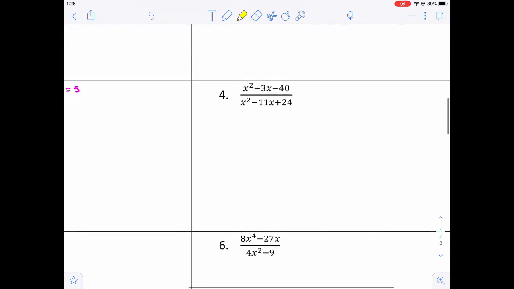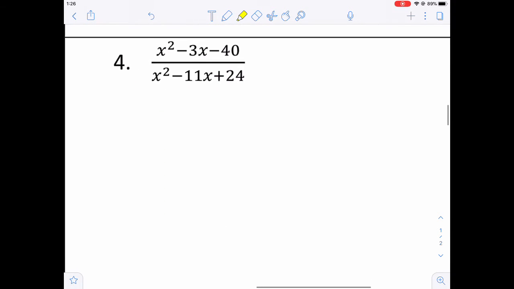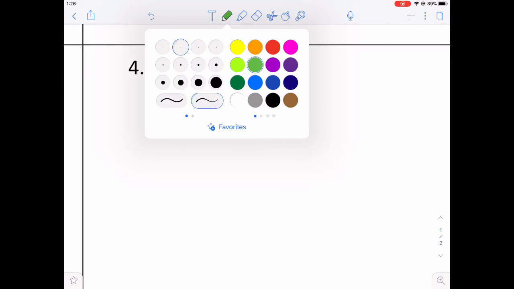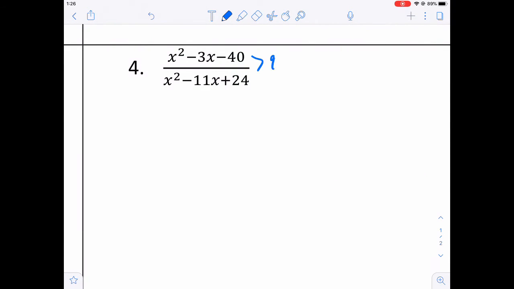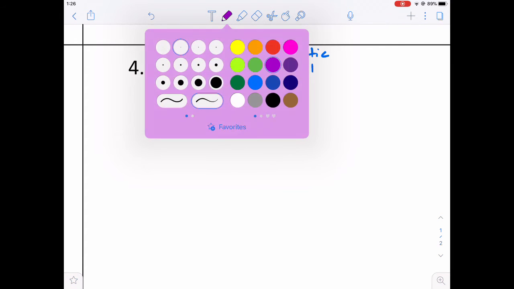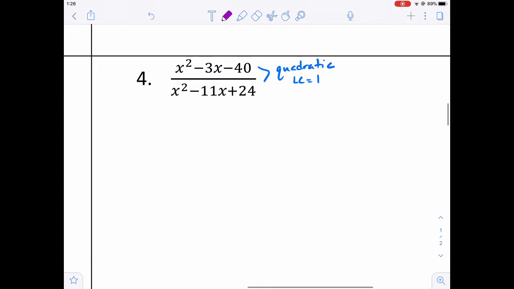Let's do another one. So here we have a quadratic on the top and bottom. They are both quadratic. So let's see if we can factor them. They both have leading coefficients of 1, which is nice. Let's factor our numerator, or the top. We're looking for factors of 40 that sum up to negative 3. It's going to be negative 8 and positive 5. So on top we get x minus 8, x plus 5.